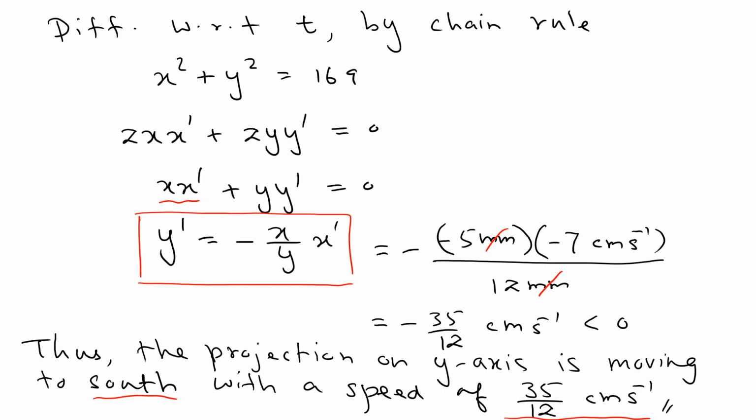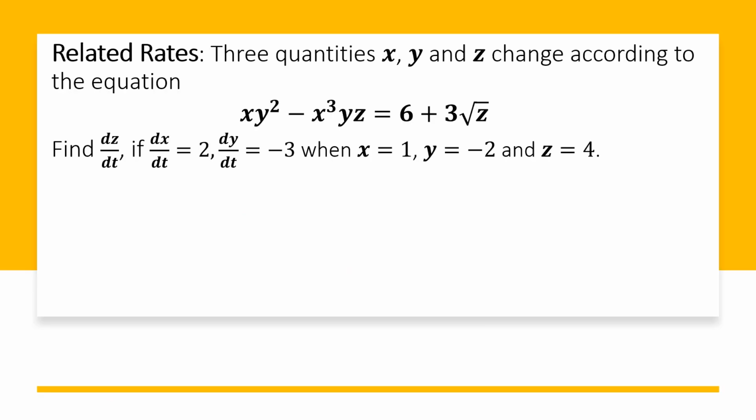So let's look at the last problem, the seventh one. As the final problem of this discussion, we have this very interesting problem. In this problem, we actually have three variables now, so we might need different formulas. It says three quantities x, y, and z change according to the equation xy squared minus x cubed yz equals 6 plus 3 square root z, and asks to find dz over dt if dx over dt equals 2 and dy over dt equals negative 3, when x equals 1, y equals negative 2, and z equals 4.